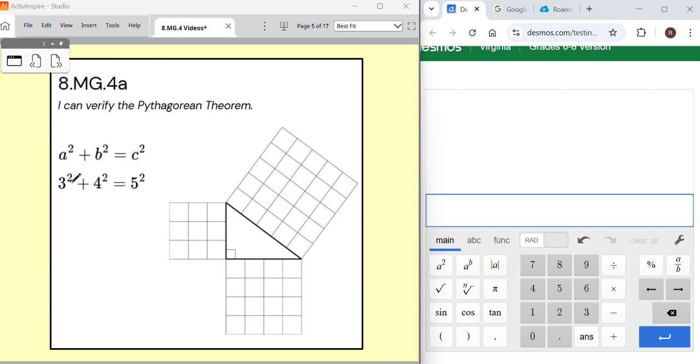Now here, I'm looking at one side, which is 3, and then squared. 3 squared is 9, 3 times 3. And 4 is the other leg, squared. 4 times 4 is, of course, 16. And that must equal the hypotenuse squared. So 5 is your hypotenuse, and that is equal to 25. If you add the 9 plus the 16, you get 25.